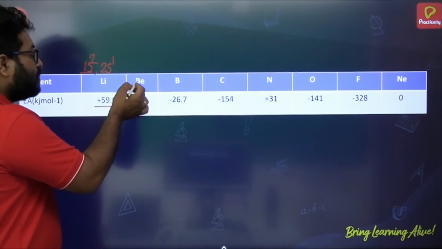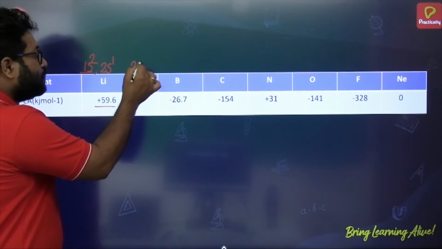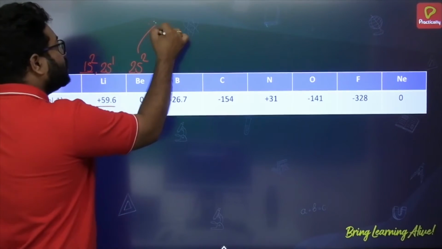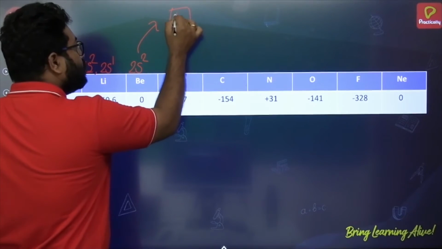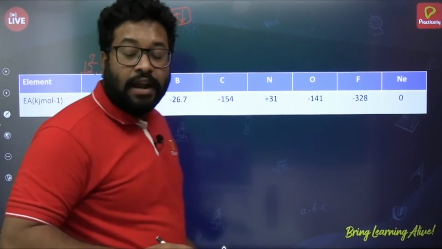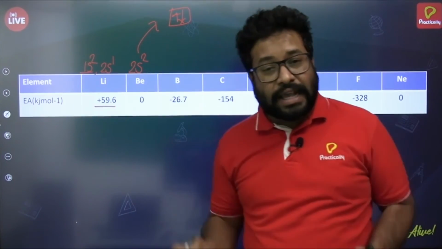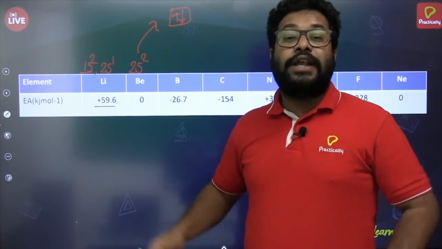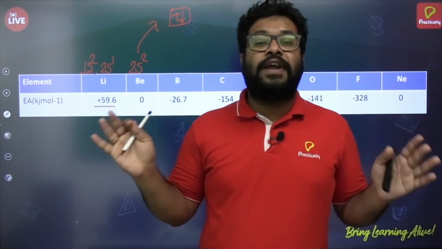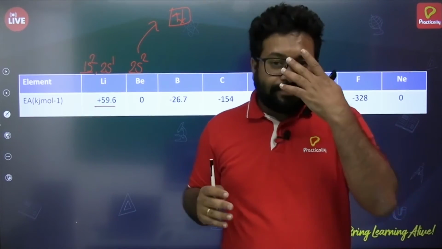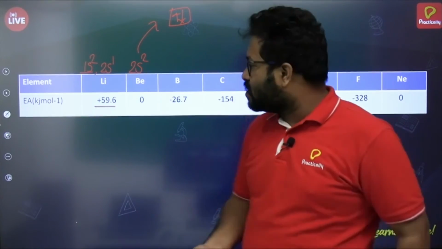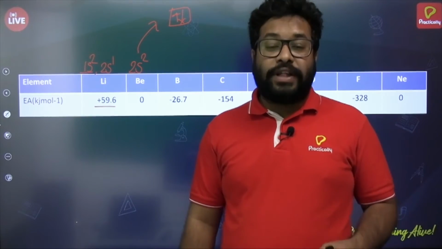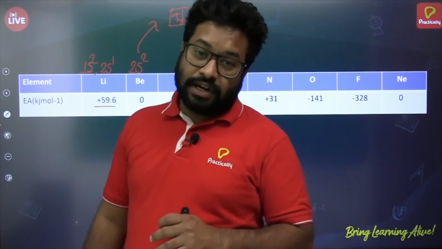When you go to beryllium, it is 2s2, which is a fully filled subshell. Lithium knows that when an electron is added, it will achieve a fully filled subshell. That is why it is ready to accept the electron, and therefore it releases a huge amount of energy upon the addition of an electron.